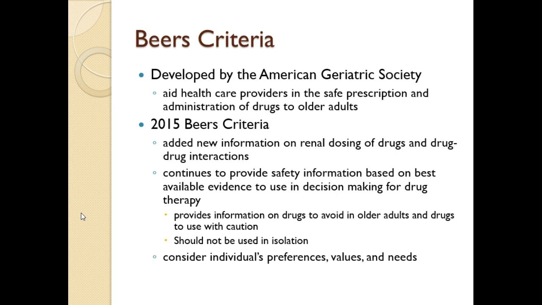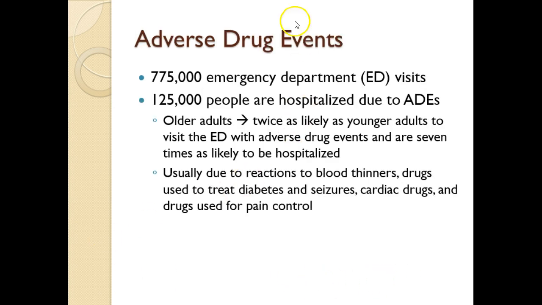I provided you a copy of the Beers criteria. You can browse through it, but I wanted to show you which drugs should not be administered to older adults, or which drugs should be used with caution. But again, that's not the only thing that you have to follow. You also have to consider individual preferences, values, and needs.